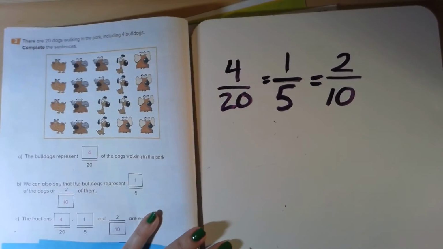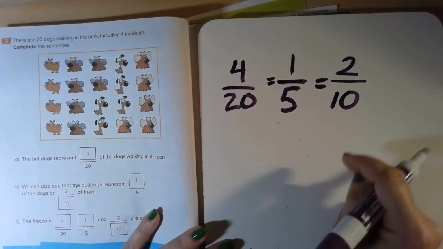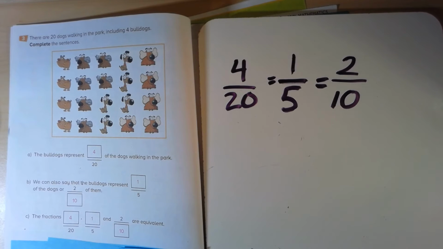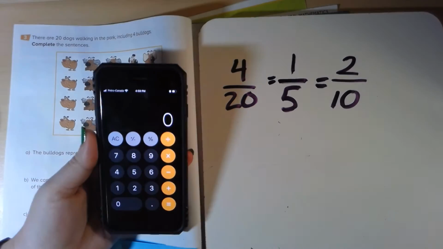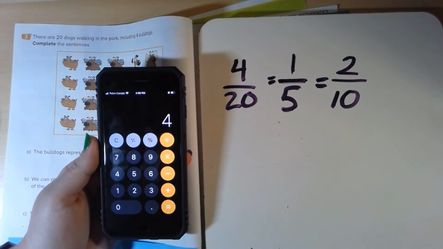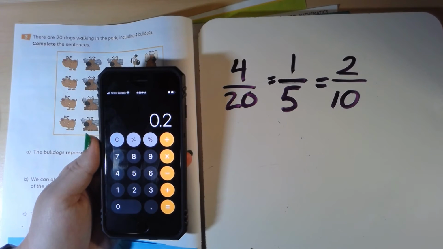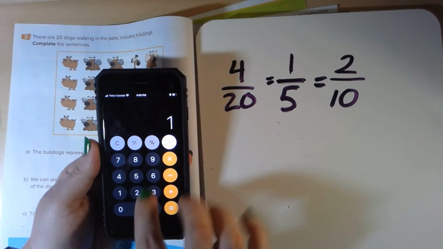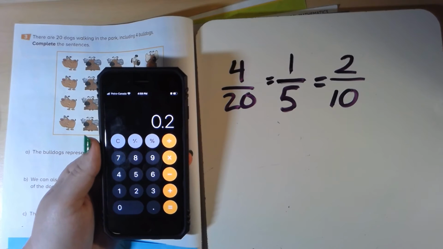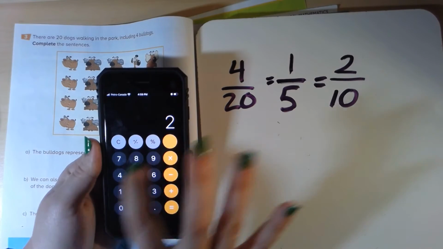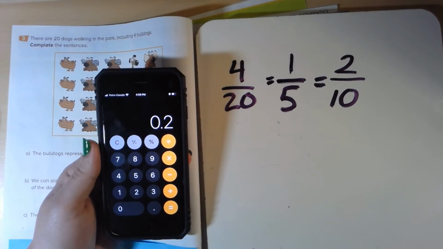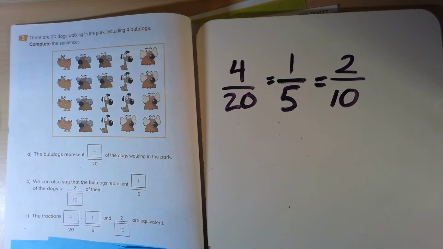Now they're telling us that 4 20ths equals 1/5, which equals 2 tenths. It's an easy way to check that. We use our handy dandy calculator and we take 4 divided by 20. That equals 2 tenths. Then we take 1 divided by 5. That equals 2 tenths. Then we take 2 divided by 10, and that equals 2/10. So they all equal the same value.